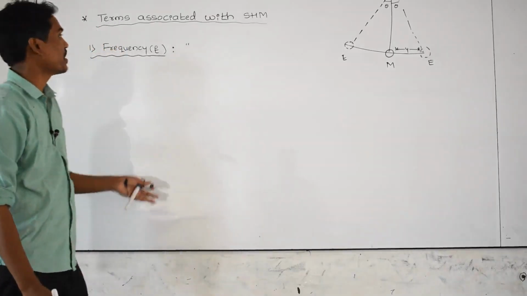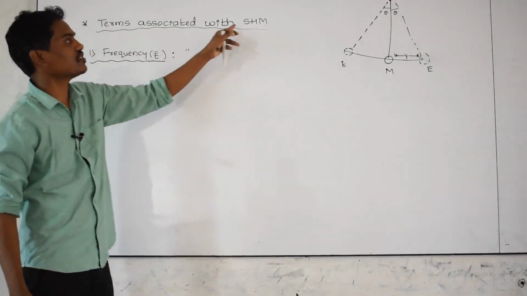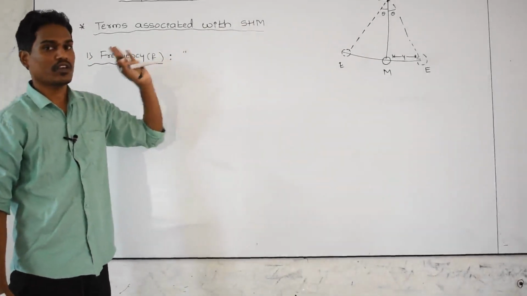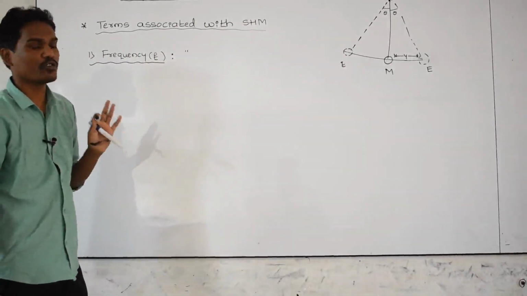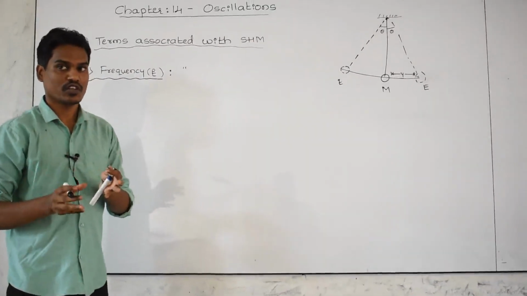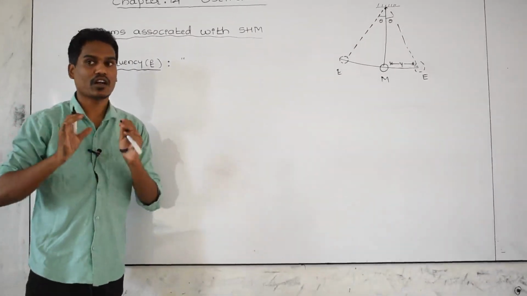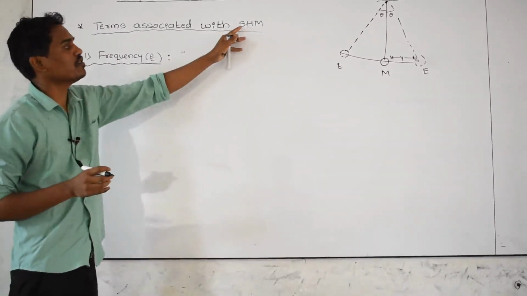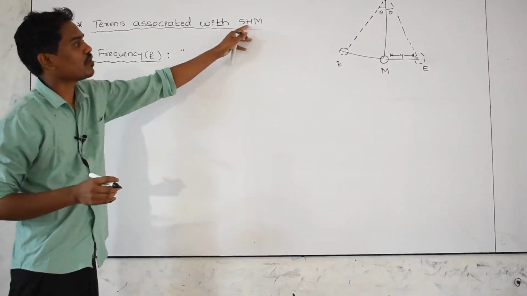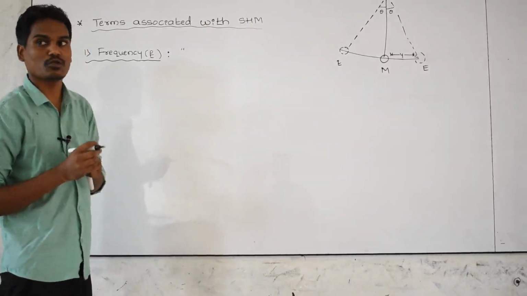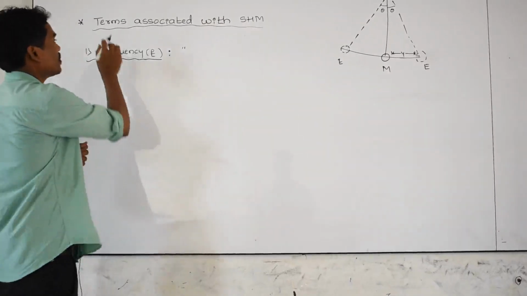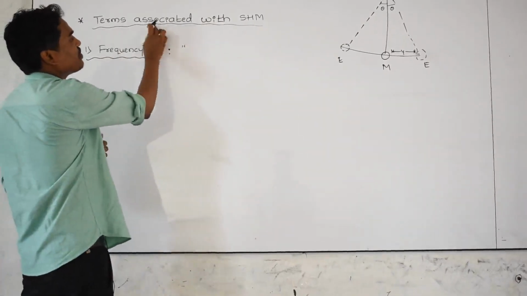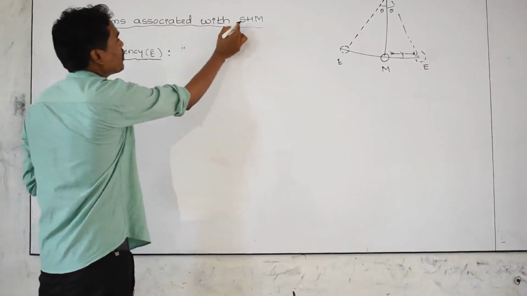And next we can study about terms associated with simple harmonic motion. In simple harmonic motion we are going to use some terms. Those terms are very important in order to understand better what you mean by simple harmonic motion. With relation to simple harmonic motion, some of the words are there. Those words you need to know. The terms related, associated, means related to simple harmonic motion.